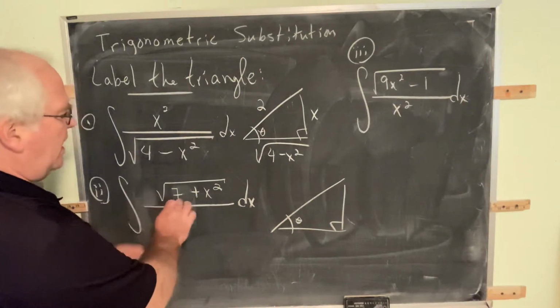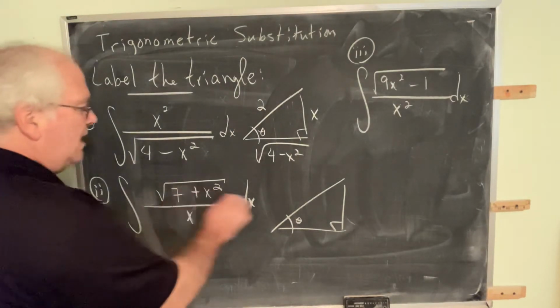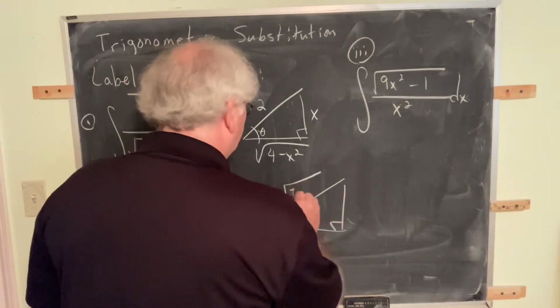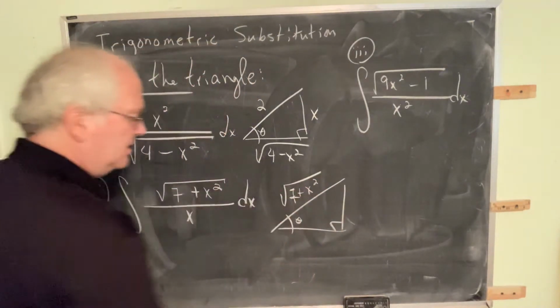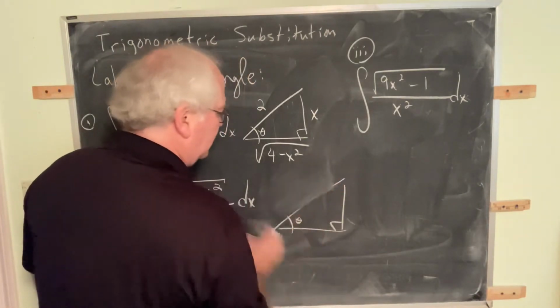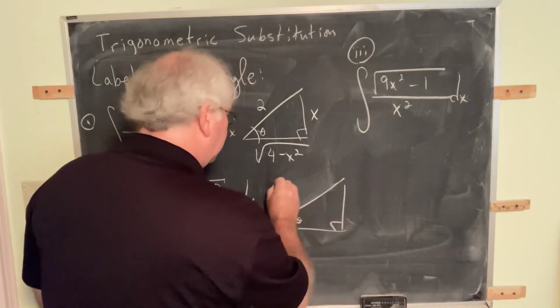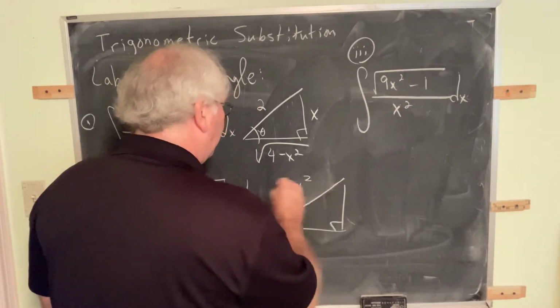If this is square plus square, then the radical is the hypotenuse. Notice that when we're adding, the order doesn't matter. So this is 7 plus x squared. It's a crappy looking 7. So this is 7 plus x squared.